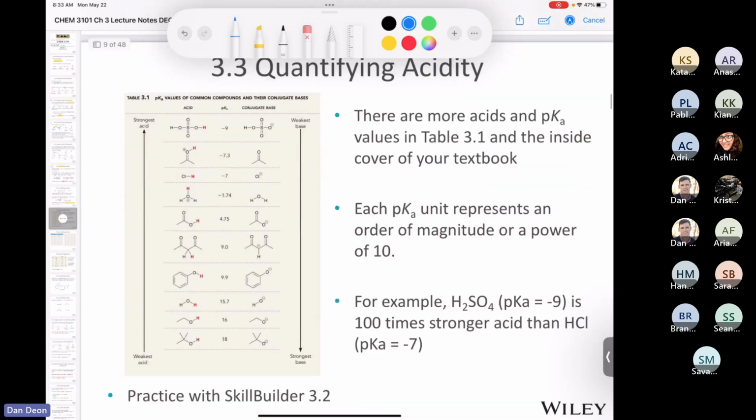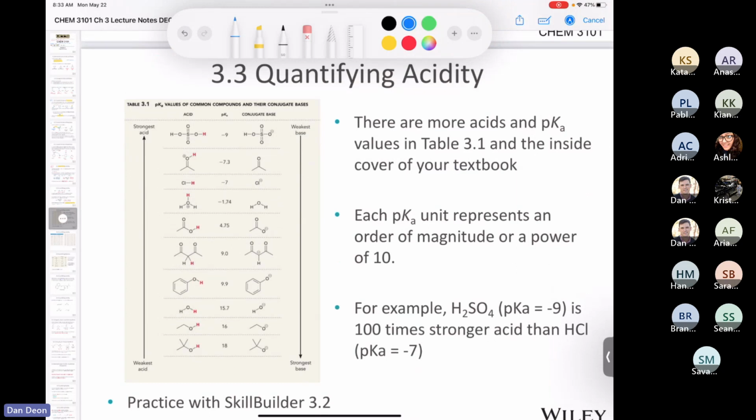All right, so let's take a look at a table here. This is table 3.1 from the textbook. I'm going to not go over this table in detail with you because I have a better version of it in the next slides, but it says there are more acids and pKa values in 3.1. So it's not in the inside cover of your textbook since you have the electronic textbook, but what you want to use is table 3.1. Table 3.1 is going to be your kind of Bible of pKa values. It's the values that you will need to know for this class.